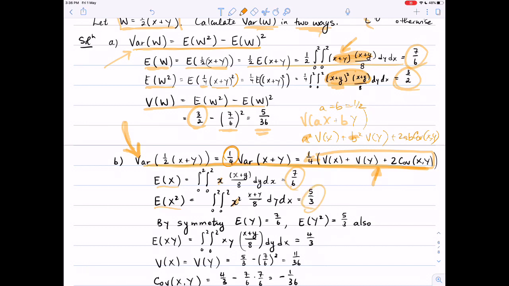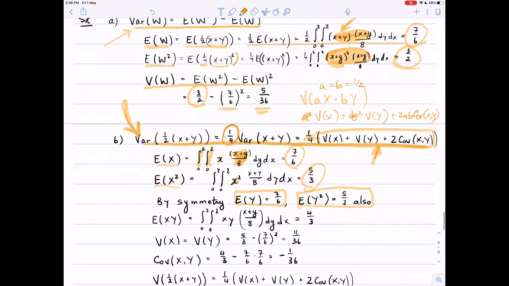If you look at the density function, it is absolutely symmetric. The rectangle has the same size from 0 to 2. If you interchanged X and Y, you would not be able to tell. So by symmetry, you are going to get the same values for E of Y and E of Y squared. Now, we need one more little integral to do here, and that is E of XY.